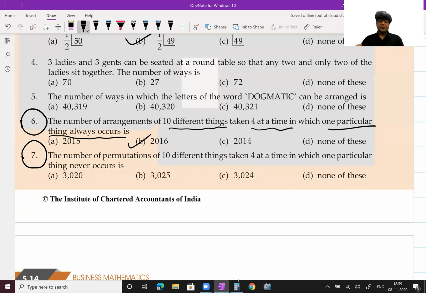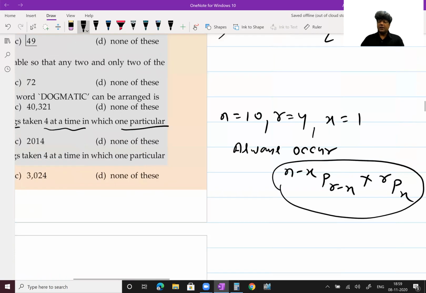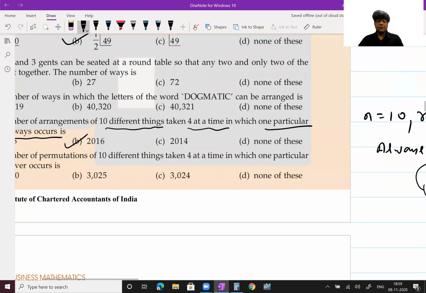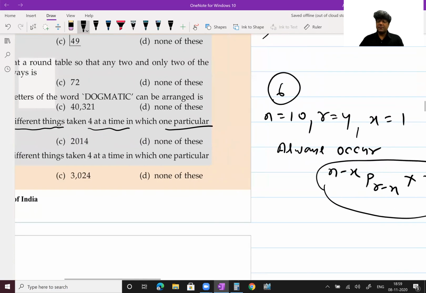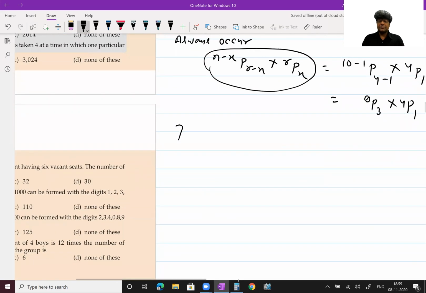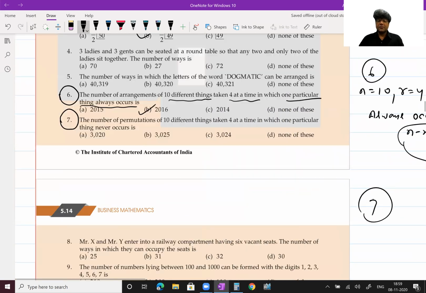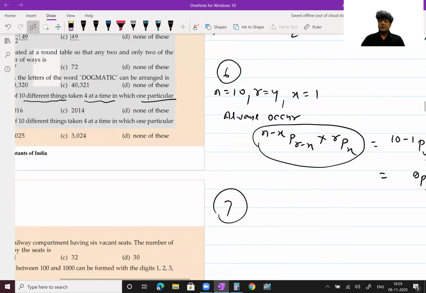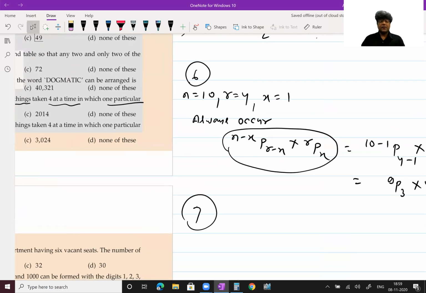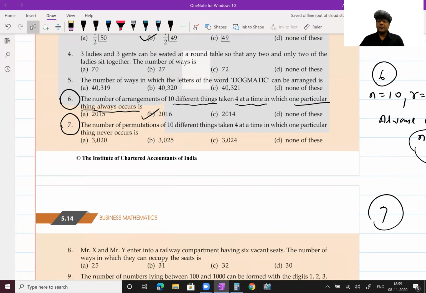Now, question number 7. Number of permutations of 10 different things taken 4 at a time in which one particular thing never occurs. This is for the same question as question 6.